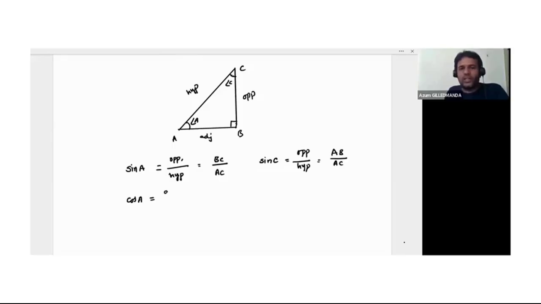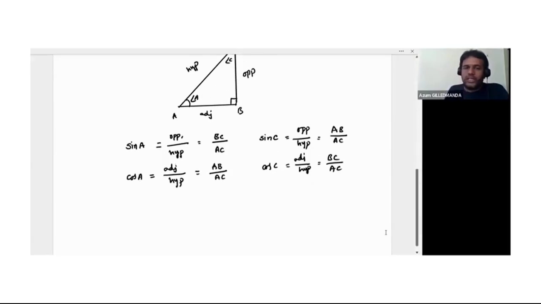What is cos A? This is a formula that is adjacent side by hypotenuse. So what is the adjacent side for cos A here? It is AB by AC. Similarly, we can write cos C. Cos C is also, the formula is adjacent by hypotenuse. What is the adjacent side here for C? That is BC. So BC by AC.